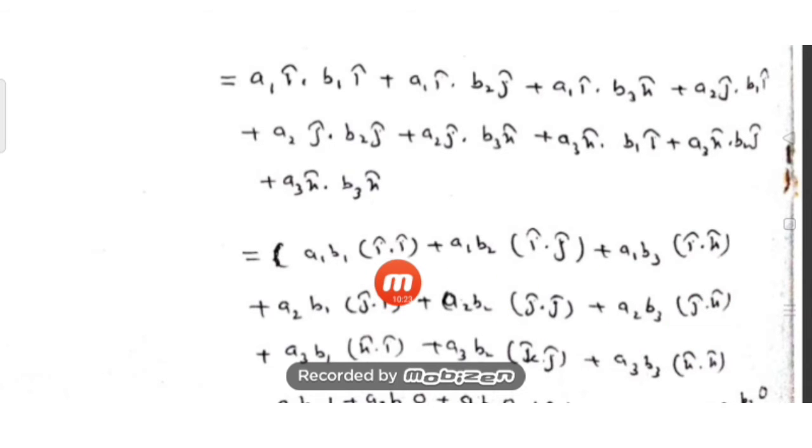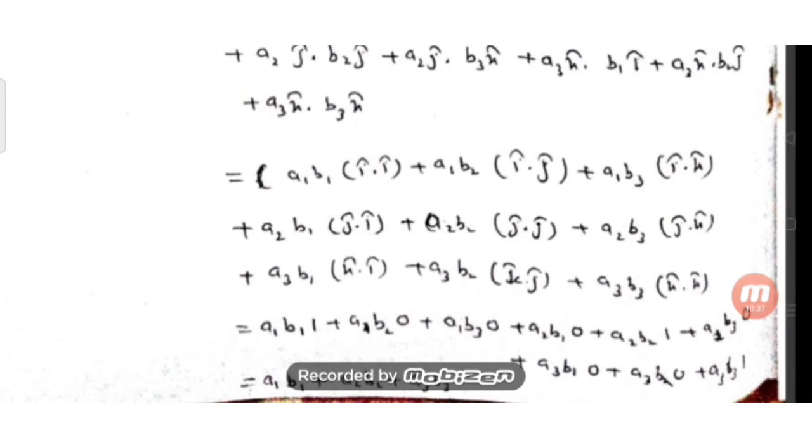Same vector, when you take the dot product, you get 1. When the vectors are different, the value will be equal to 0. So this value is 1, this is 0, this is 0, this one is 0, it is 1. Again j dot k is 0, this is 0, this is 0, this is 1. So I have substituted the values.